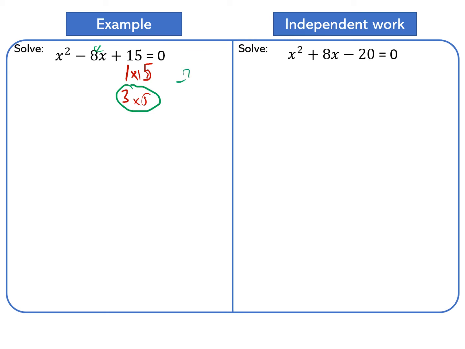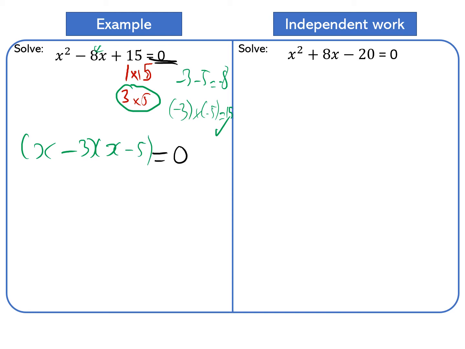I check that. Minus 3 take away 5 is minus 8. Minus 3 times minus 5 is positive 15. Okay, so my check works. So just break that up. I've got x minus 3, x minus 5. Read the question again. We've got equals 0, so we need to make this equal to 0.